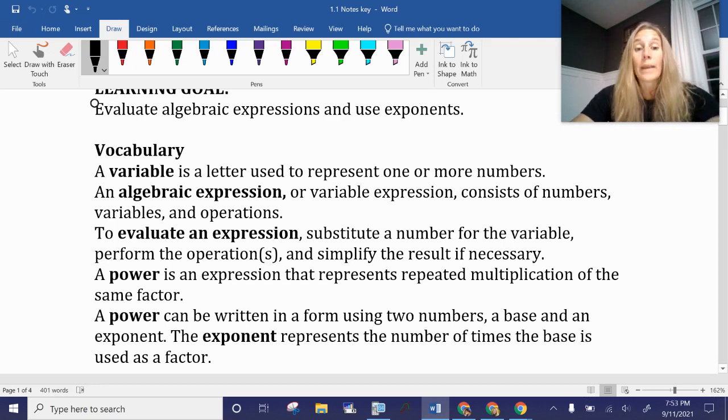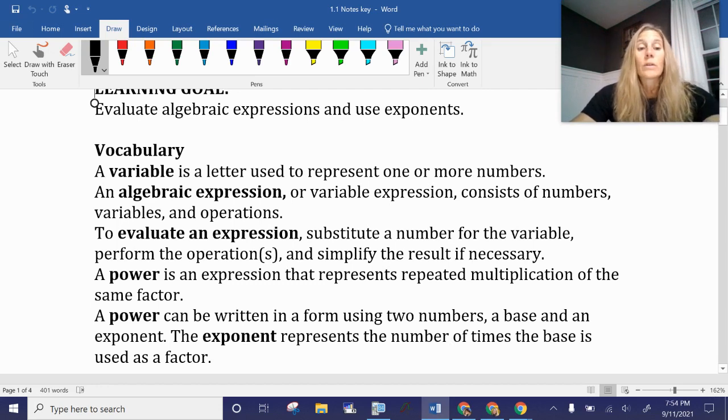To evaluate an expression. So we evaluate an expression, we don't solve an expression. So to evaluate an expression, we're going to substitute the number that's given to us for the variable and then perform those operations, whether it be multiplication, addition, or whatever the problem is indicating.